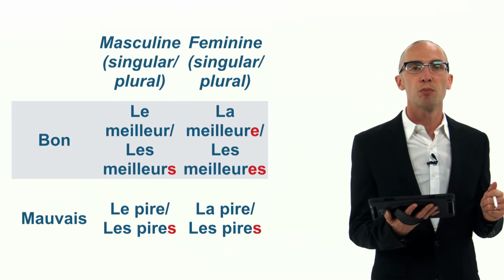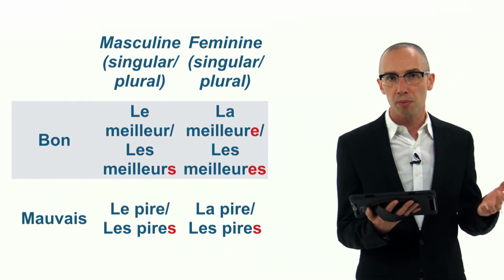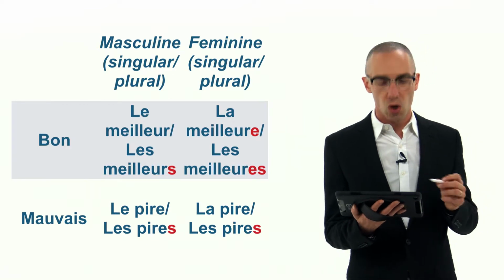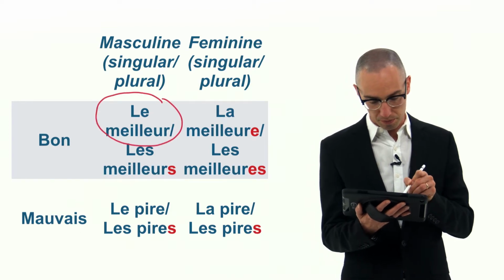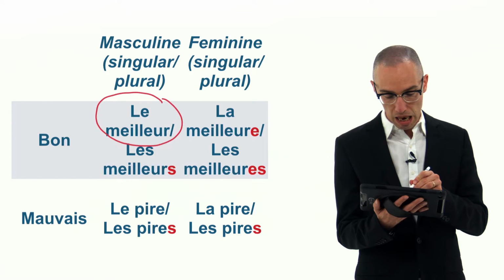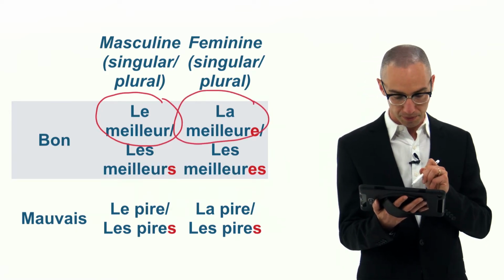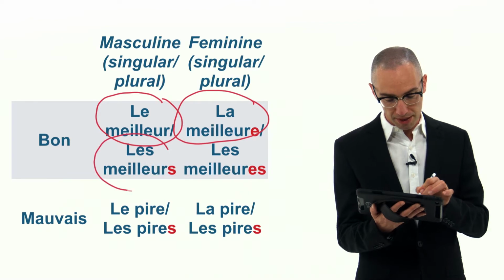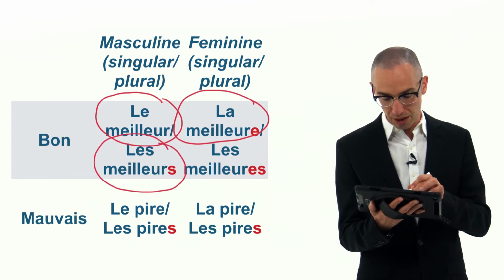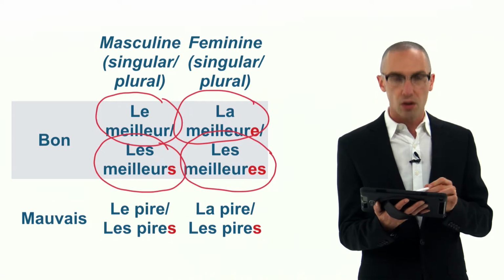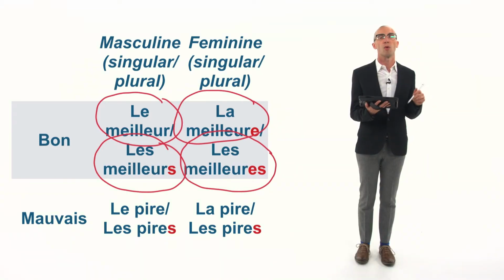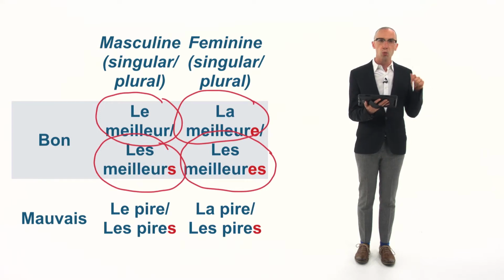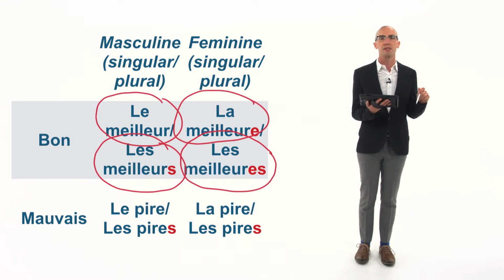Now, with the adjectives bon and mauvais, here's what happens. So, you could say, for the masculine singular, you would say le meilleur. For the feminine singular, you would say la meilleure. The masculine plural would be les meilleurs, and the feminine plural, les meilleures as well. So you see that the adjective meilleur, the pronunciation is the exact same one for all the four cases. Only the spelling changes, but the pronunciation, you won't hear the difference. You will only be able to see the difference when it's written.